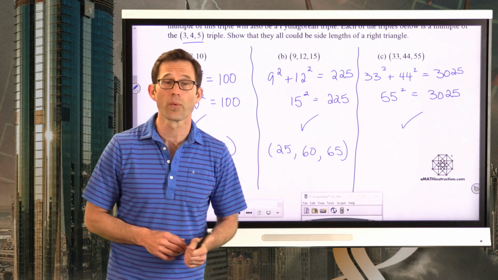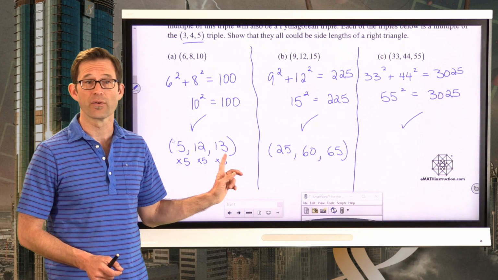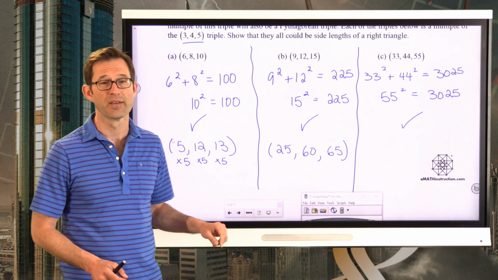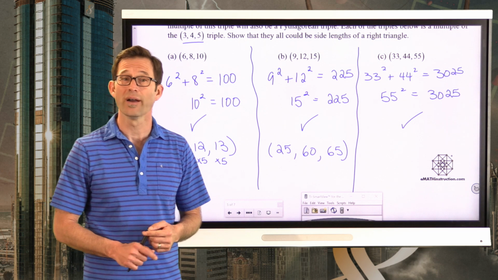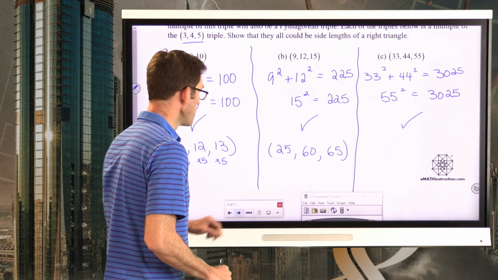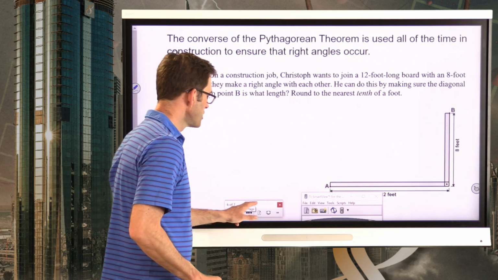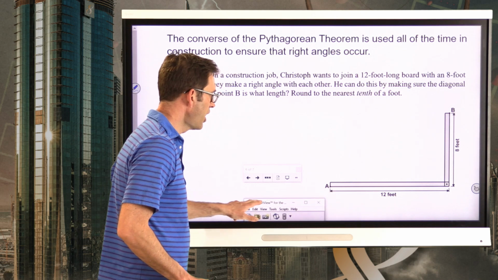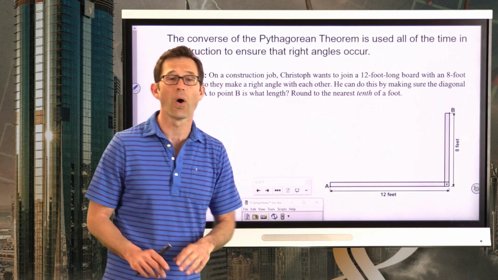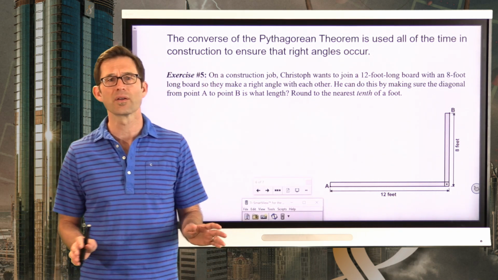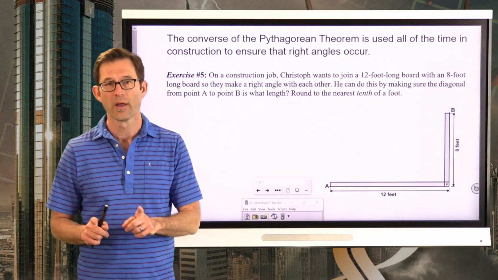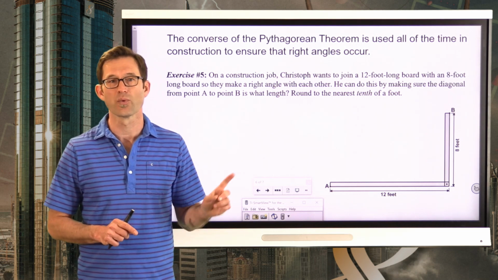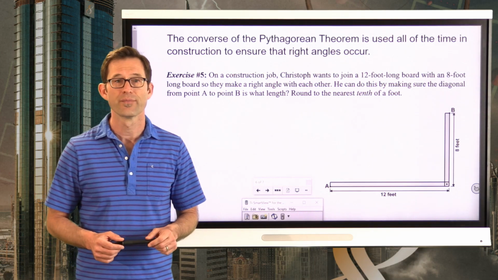It would also work the other way around. If this wasn't a Pythagorean triple and I multiplied each one of these by the same number, this also wouldn't be a Pythagorean triple. All right, let's finish this up with one last problem. Strangely enough, the converse of the Pythagorean theorem is used all the time in construction in order to ensure that right angles occur. Let's take a look at kind of a classic situation in exercise number 5.